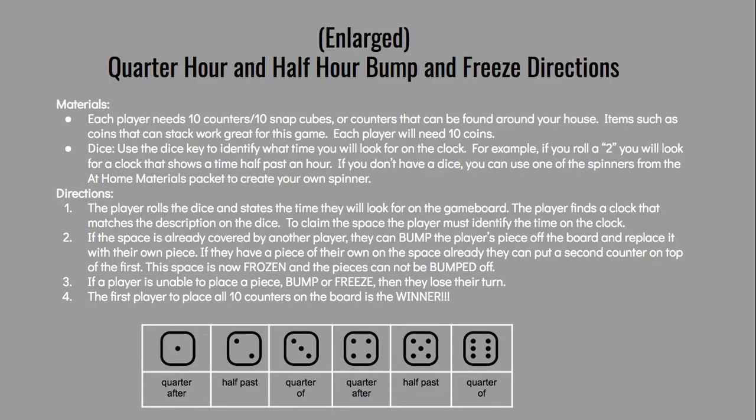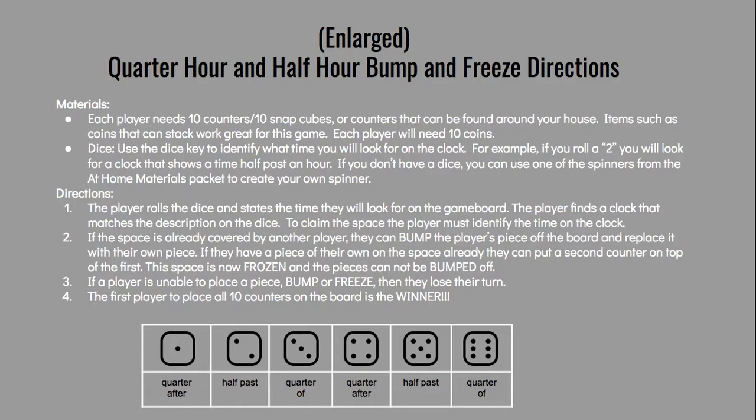So the directions are, when it's your turn, you're going to roll the dice and state the time that you're looking for. So let's pretend I roll a 4. I would be looking for a clock that shows quarter after the hour. Then you're going to find a clock that matches that description. And if you want that space, you have to say the time on the clock.